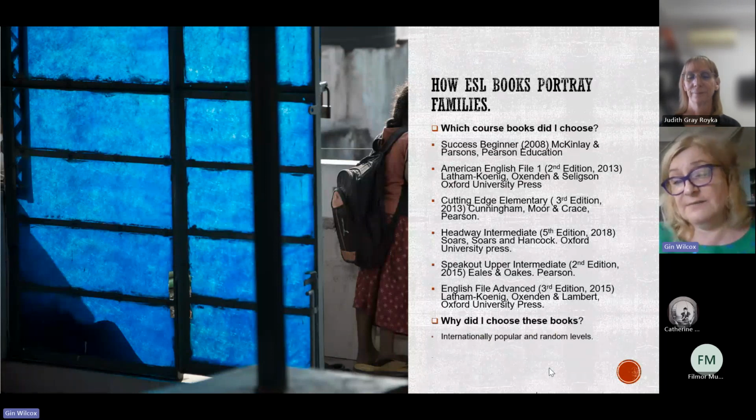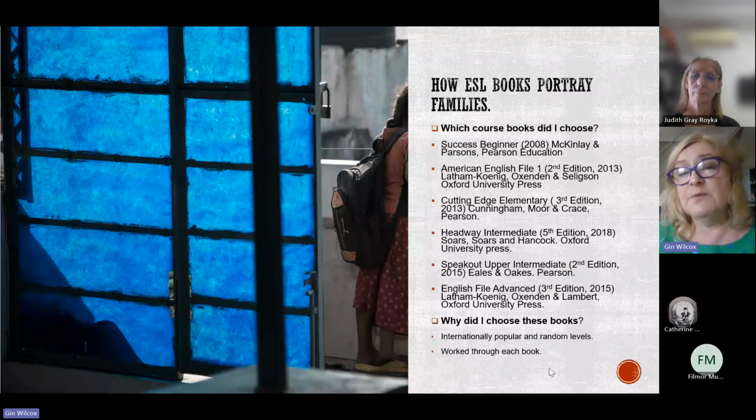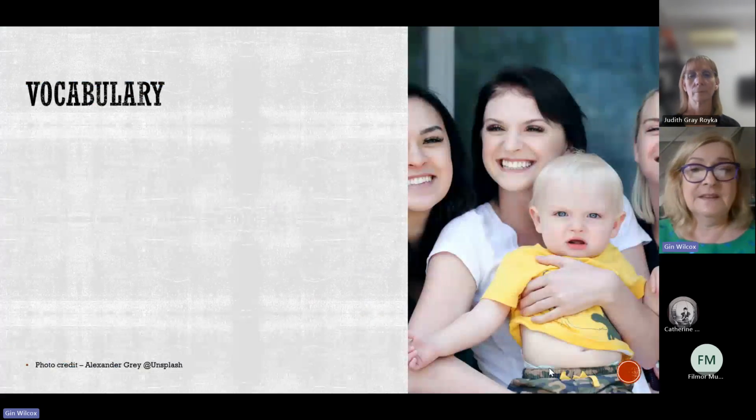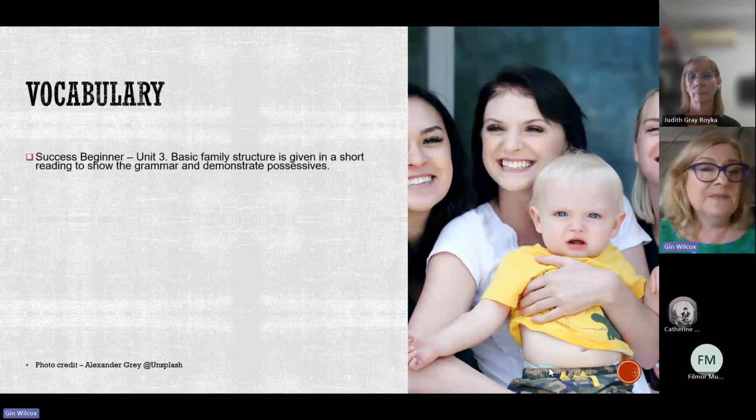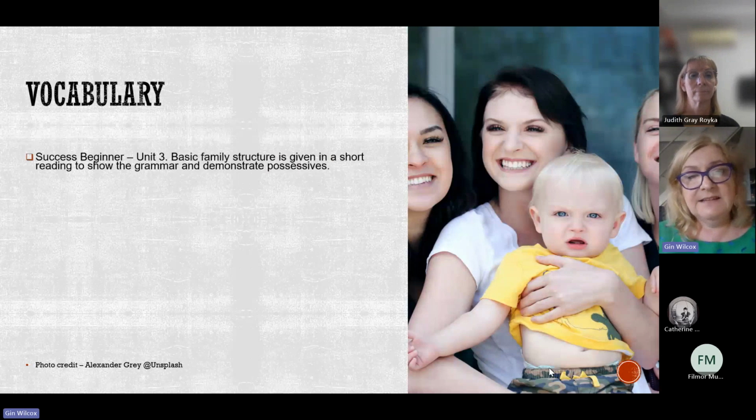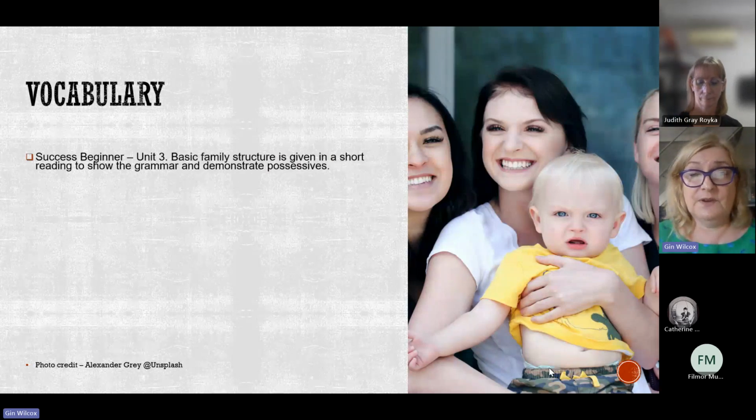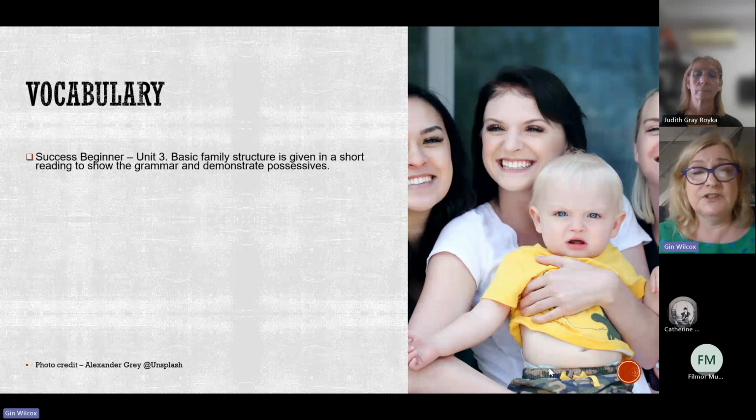So why did I choose them? They're internationally popular, and I chose random levels for each book. So I didn't specify the book that focused on families. And I worked my way through each book and looked at how they represented families. So if I look at how books represent and teach vocabulary, Success Beginner, Unit 3, gives a basic family structure in a short reading, and that introduces the students to the vocabulary.